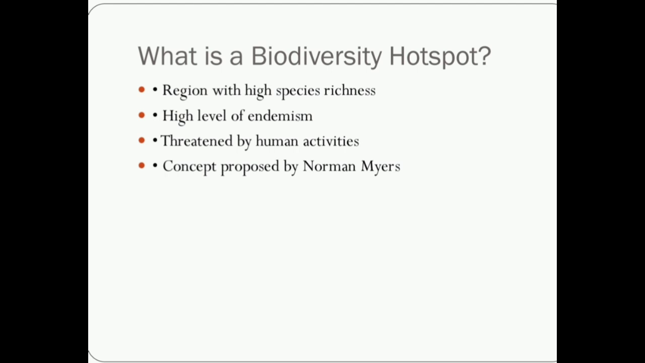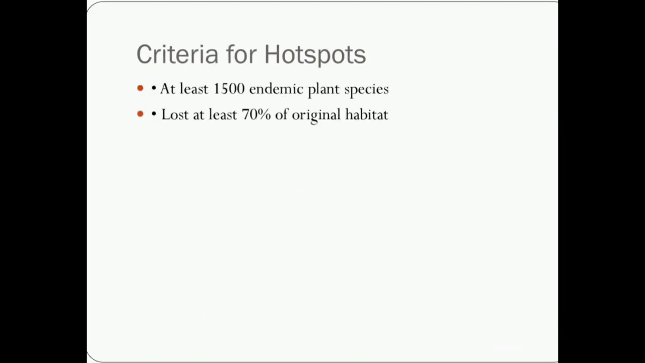You understood well about biodiversity. Now, what is a biodiversity hotspot? It is a region with high species richness and a high level of endemism and threatened by human activities, according to the concept proposed by Norman Myers.